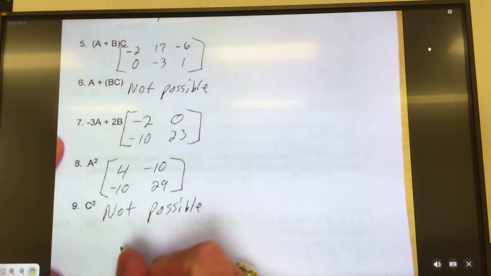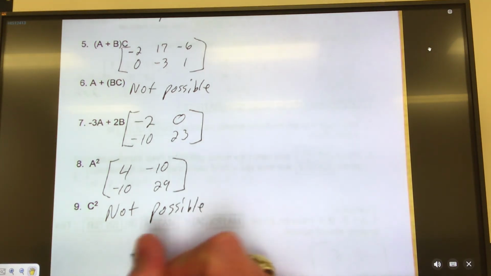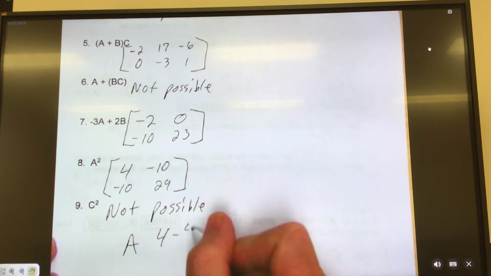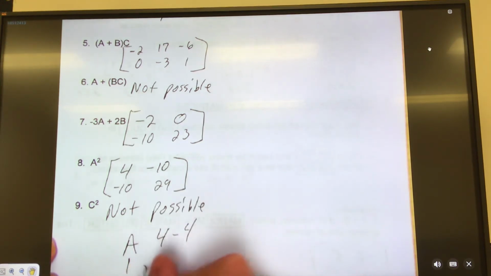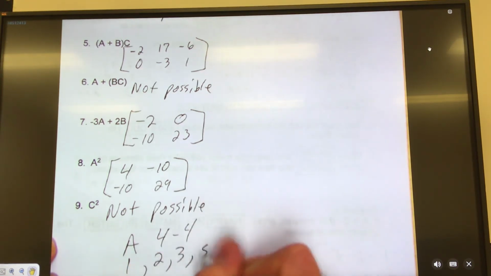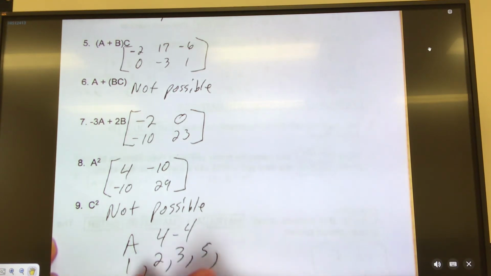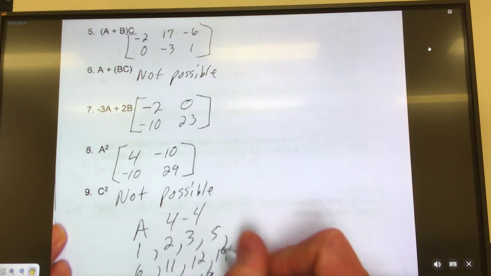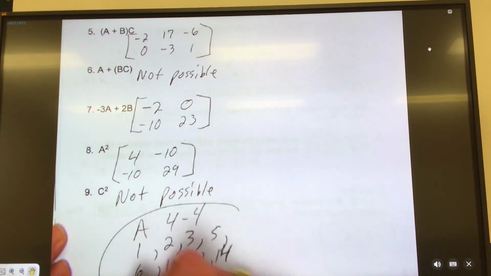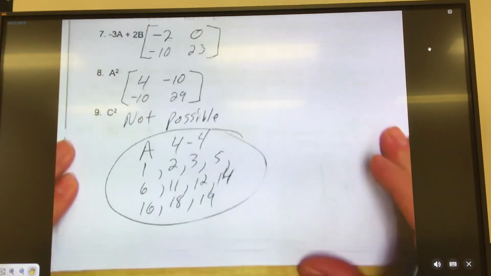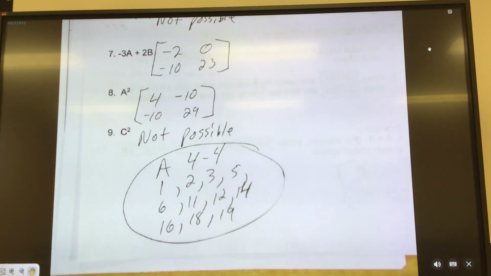The numbers we will be doing for this one are A4-4. We're doing 1, 2, 3, 5, 6, 11, 12, 14, 16, 18, and 19. Seems like a lot, but it's not. It's actually very quick with a calculator. Okay, so you can get that knocked out in less than 10 minutes with a calculator.